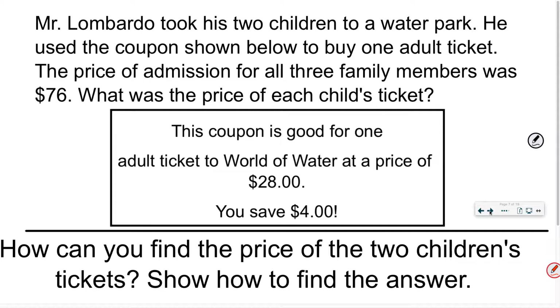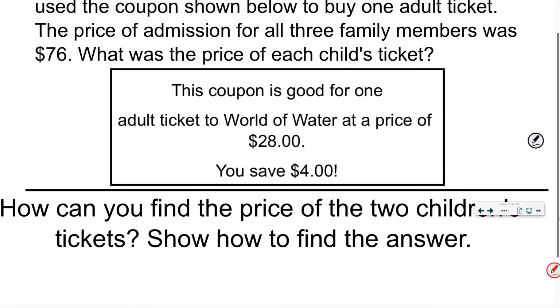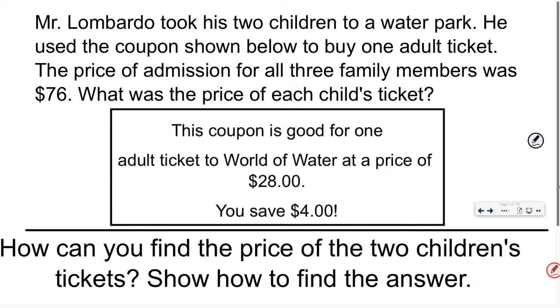How can we find the price of the kids' tickets? What would you do? How would you set this up? This is a word problem, and we want to actually set it up to be an equation. So what's our thought? Where could I begin? Now, I know I said write an equation, but there may be a way to do this without an equation. What do you think, Kevin?